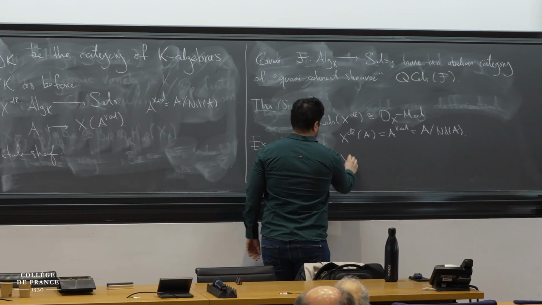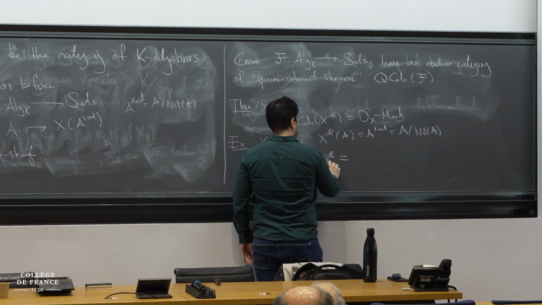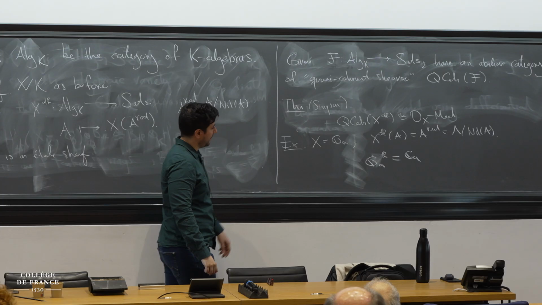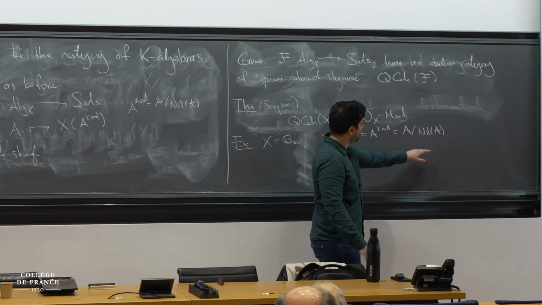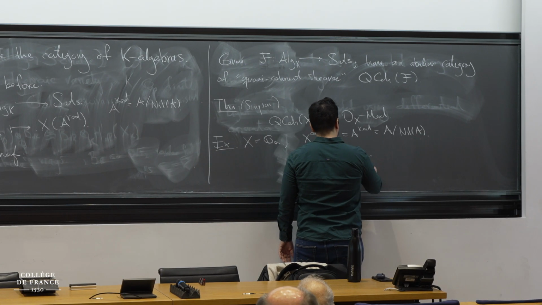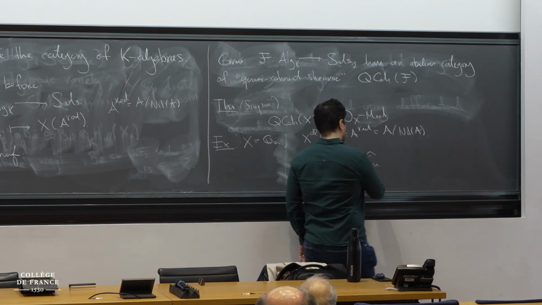But then this means that actually this X_dR, or G_a,dR, I can write it out as a quotient of G_a. This is just G_a by whatever represents the nilradical. And the object that represents the nilradical we call, by definition, the formal completion of G_a at 0.